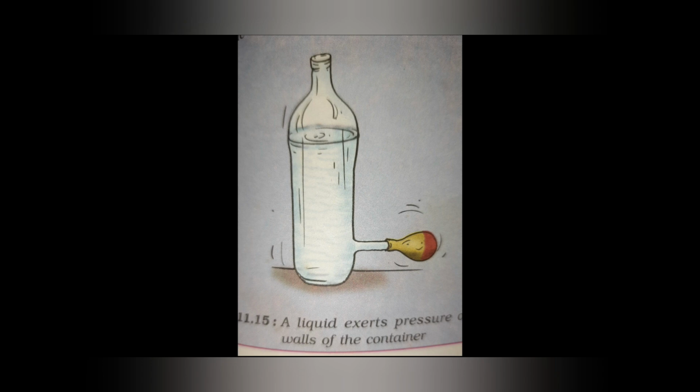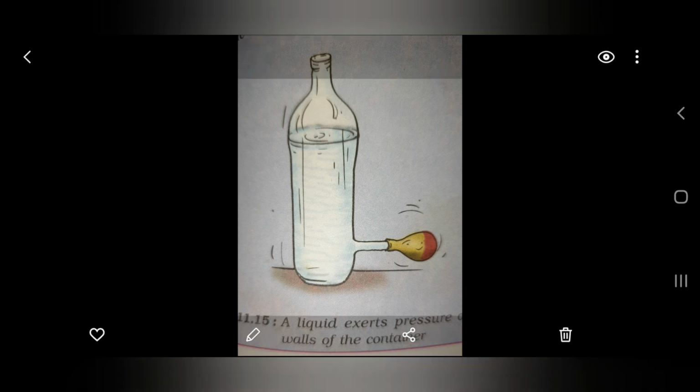Now, let's see another one to show that liquid exerts pressure on walls. Take a bottle fitted with a small glass tube at one end. Stretch a rubber balloon at the end of the tube. Now fill the bottle with water. You can see the balloon at the end will start bulging.